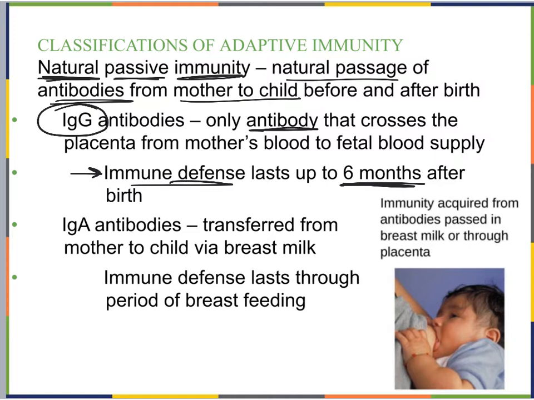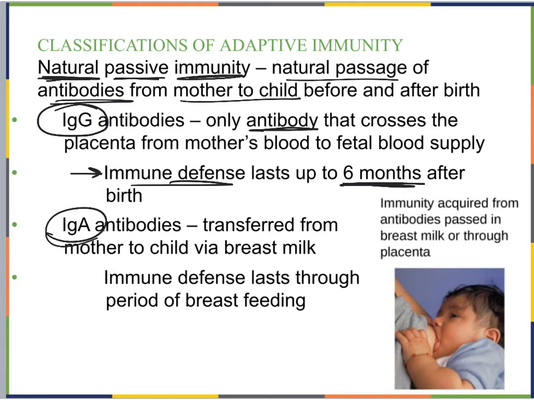So any of these IgG antibodies that the mother produces in response to a pathogen are going to be going into the fetus through the blood supply, passing across that placental barrier to the fetus, and that will last up to 6 months after birth. So that's a good protection for that newborn for the first 6 months of life.